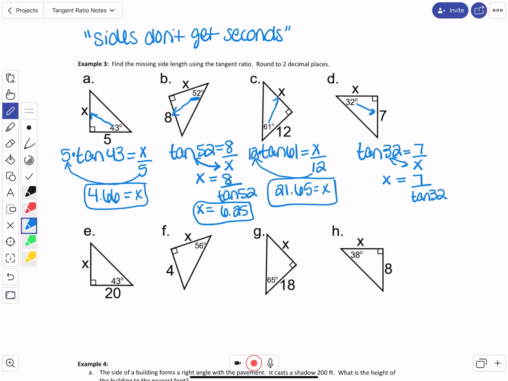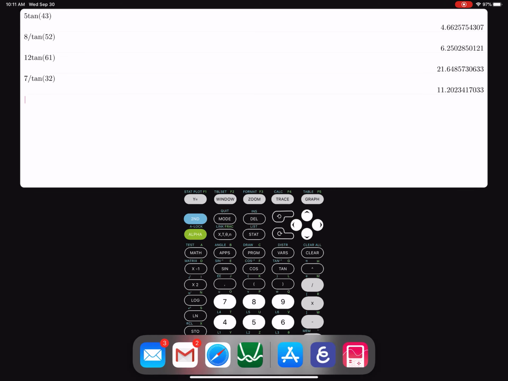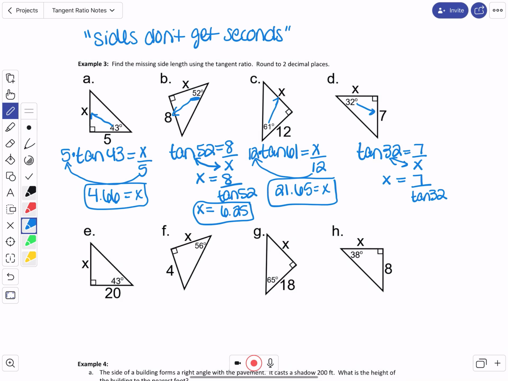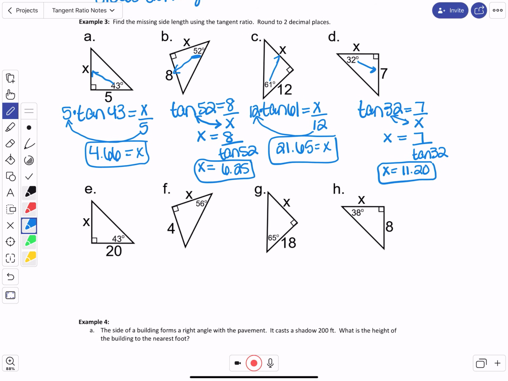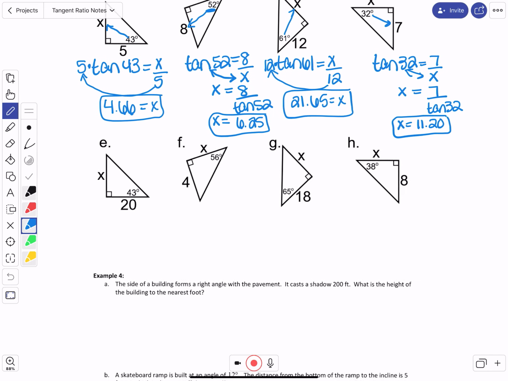So x goes over here, and I have 7 over tangent of 32. So I'm going to type in 7 divided by tangent of 32. And I get 11.20. So x equals 11.20. So if you feel comfortable enough, pause the video and try these 4 on your own. Or if not, maybe watch one more and then pause and see if you can do a few on your own.